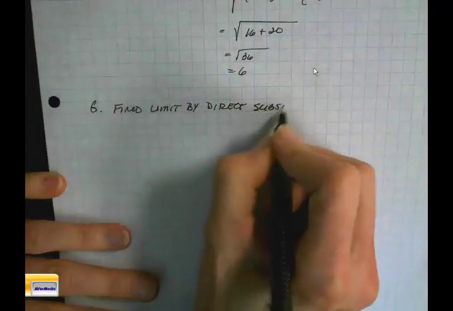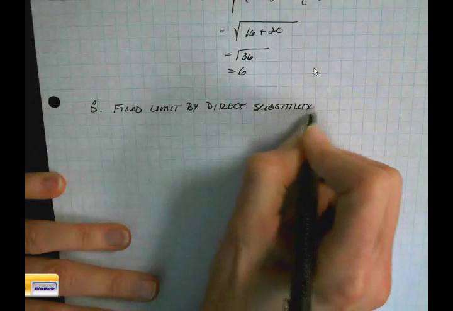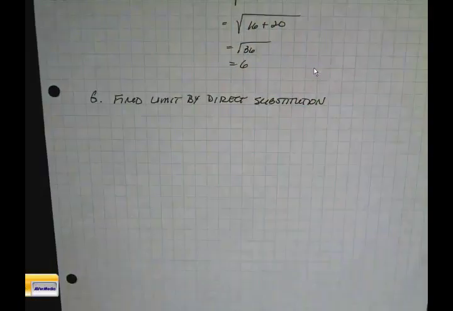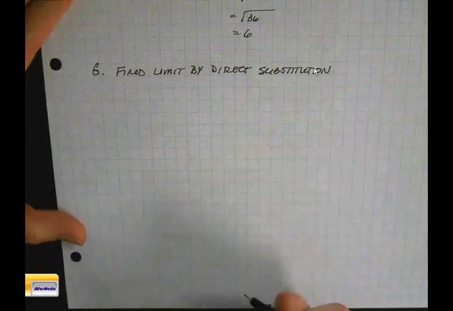Okay, limit by direct substitution. You're going to love this. In fact, this is where we're going to end up going. We're going to always try direct substitution. And of course, most times there's going to be a major problem. We can't use it. But it's really what you want to do is direct substitution. So using direct substitution is quite easy.